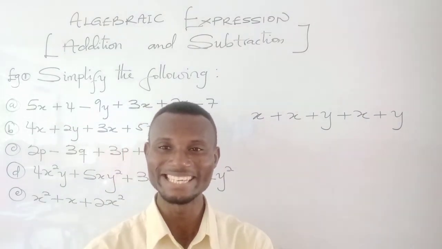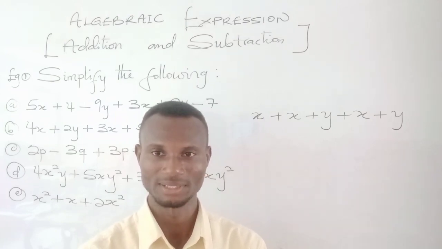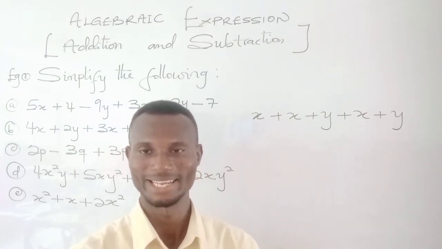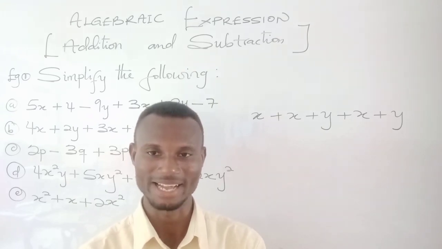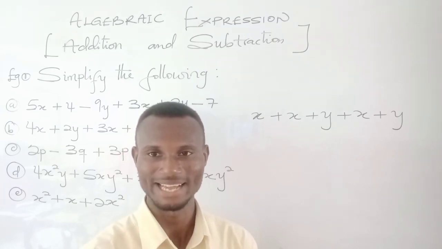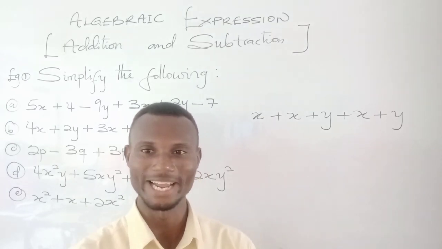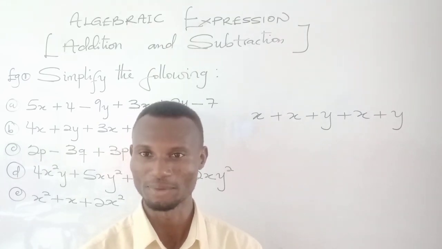So in this case, what we do is that we group like terms before we can go ahead and simplify. Grouping like terms simply means that we are going to group all the s at one side and we are going to group all the y at another side. Then we'll proceed and simplify.